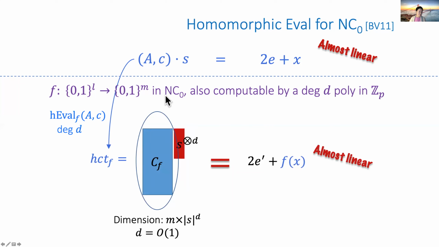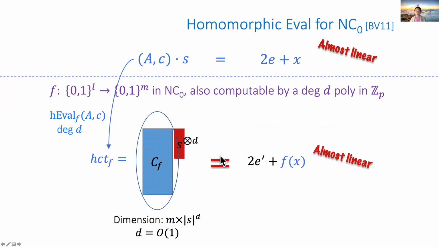In particular, its dimension is M, the output length, multiplied with the dimension of the secret S to the D. But nevertheless, as long as D is a constant, this dimension is still polynomial and we can compute it. And now this almost linear decryption equation is essentially using S tensor D times as the new secret key to decrypt the output ciphertext.